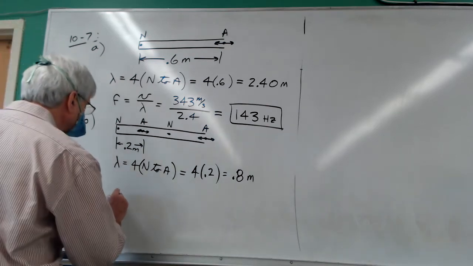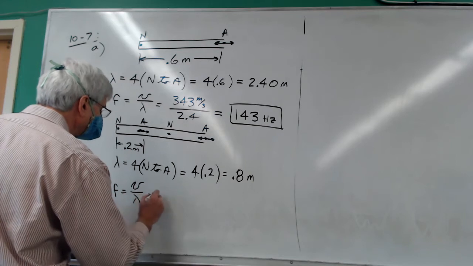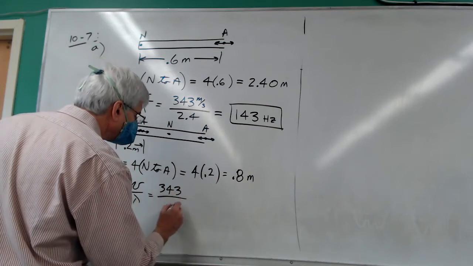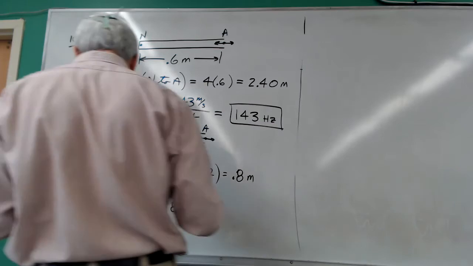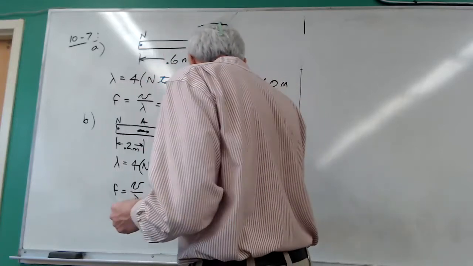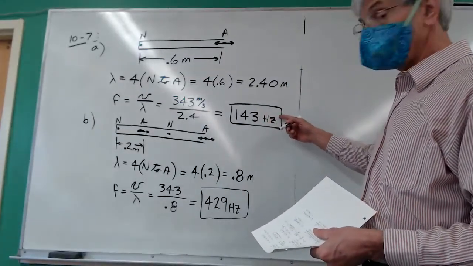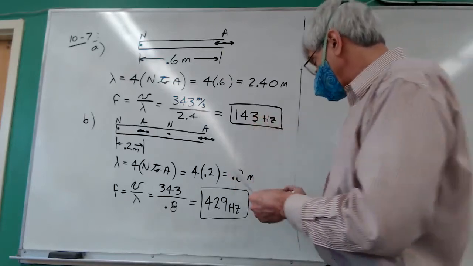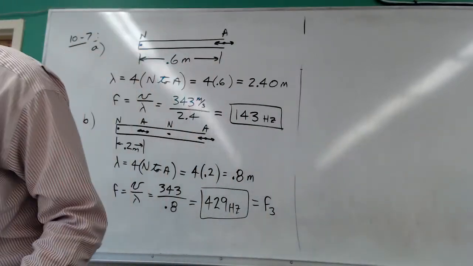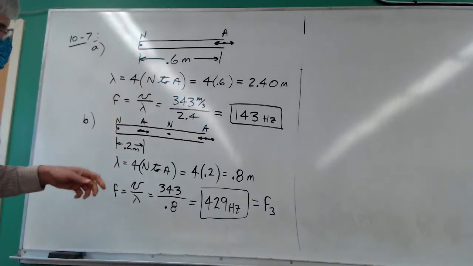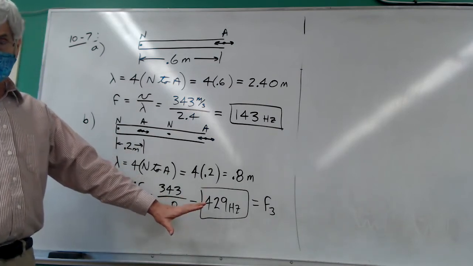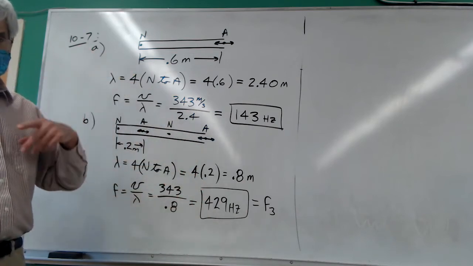And then frequency is speed over wavelength. V is still the same old speed of sound, divided by 0.8. 429 hertz, which is not 2 times 143, it's 3 times. And the question doesn't ask for this, but if we kept on going, you'd find that the next pattern of nodes and antinodes gives you 5 times the fundamental frequency, and then the one after that is 7 times.